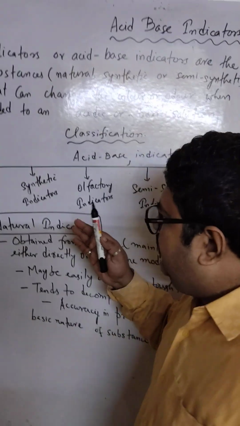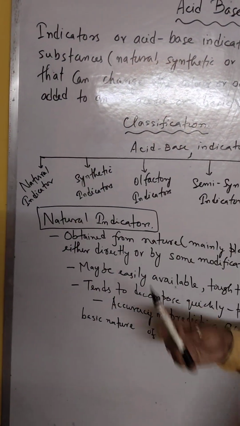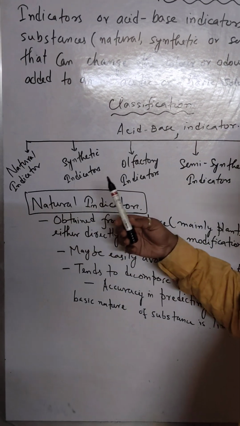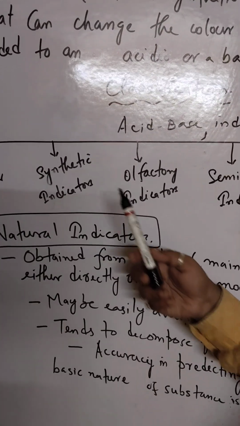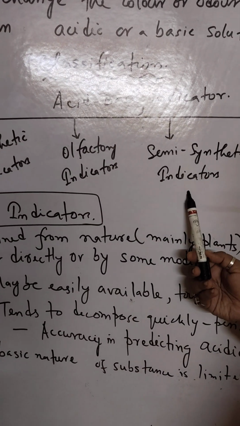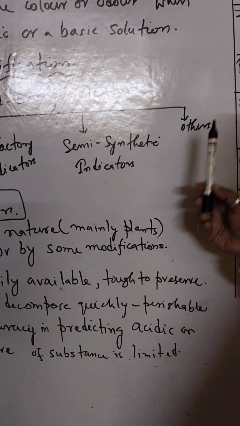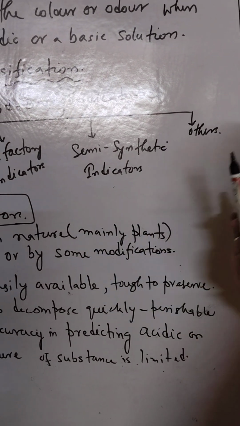Now if you try to classify them, basic classification, first comes the natural indicator, one which is available in the nature. Second is the synthetic indicator. Third is semi-synthetic indicator. Fourth is the olfactory indicators. And the fifth is others. Others comprise of many things.